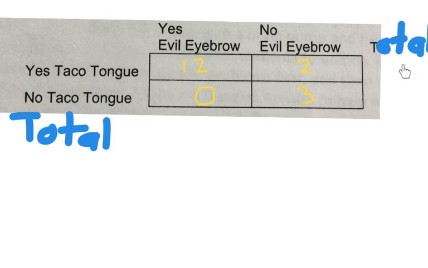What does this row represent? Taco tongue. This is everyone who can do the taco tongue. So how many can do the taco tongue? 14 can do the taco tongue. Right? This whole row was yes to the taco tongue. This whole row is the number that cannot do the taco tongue. So there would be 3 in that one. For a total of 17 students. Right? So these should all total up the same.